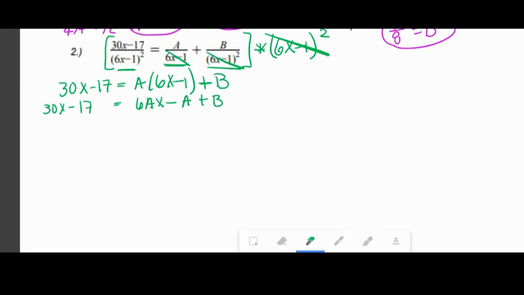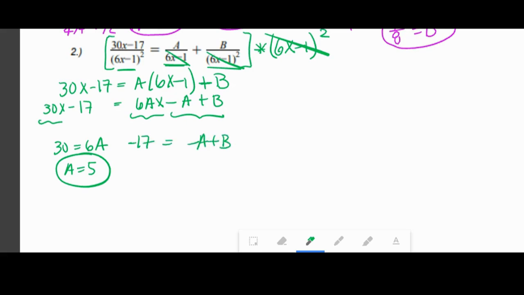So I have x's and constants, so this is my x. And so 30 must be equivalent to 6a, which means that a is equal to 5. And then the other one would be -17 has to equal -a plus b. And if a is 5, then -5 plus b equals -17, which is -12 equals b. So that's my final answer.